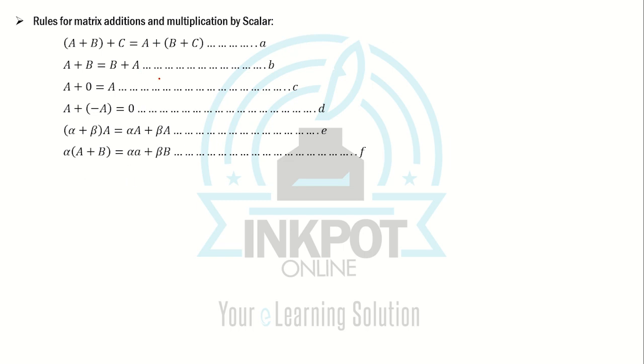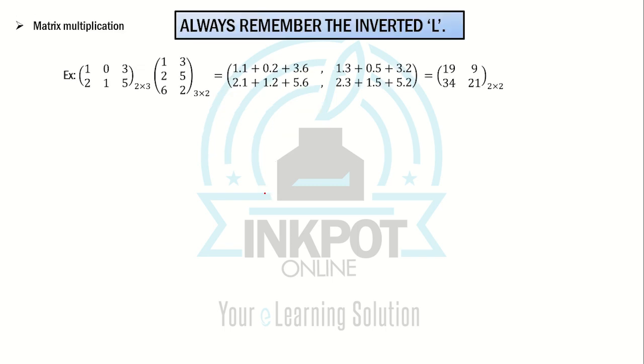Now, the rules for matrix addition and multiplication by scalar in general are given by these following rules. Again, these are very intuitive, so I'm not going to go into the details of each one of them. I have just put them here so that this is something you can refer back to in case it's required. Now we come to the concept of matrix multiplication.